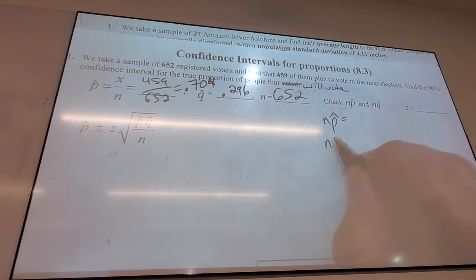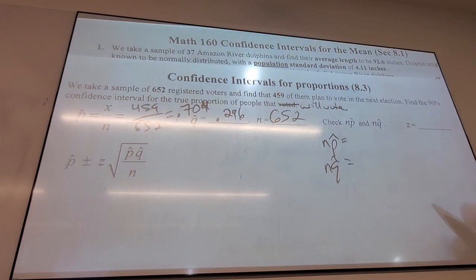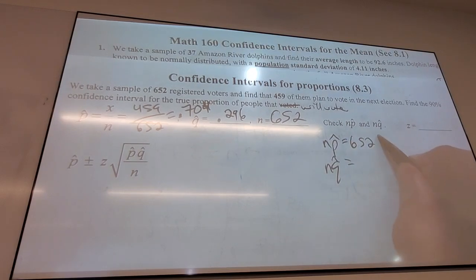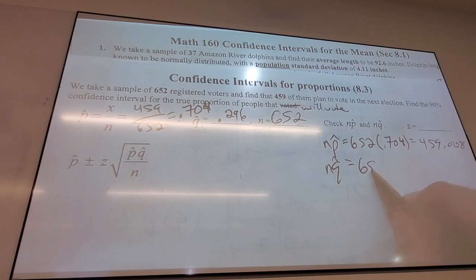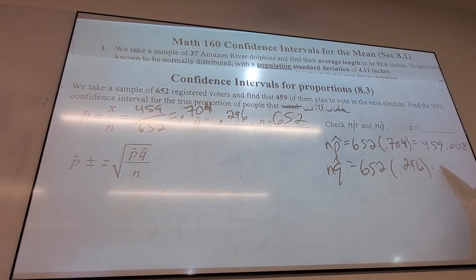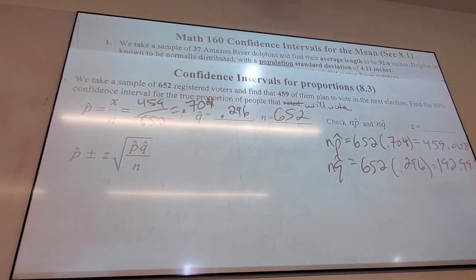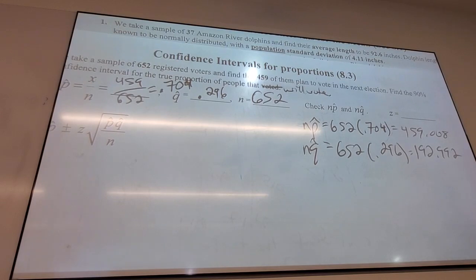I'll do it the long way and then I'll show you a shortcut. So n is 652. What do we get for p hat? 0.704. So what is n times p hat? 459.008. And then n times q hat will be 193... 192.992. Look at Jeff go! Very quickly.